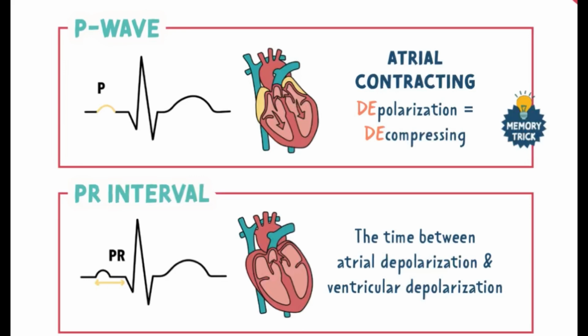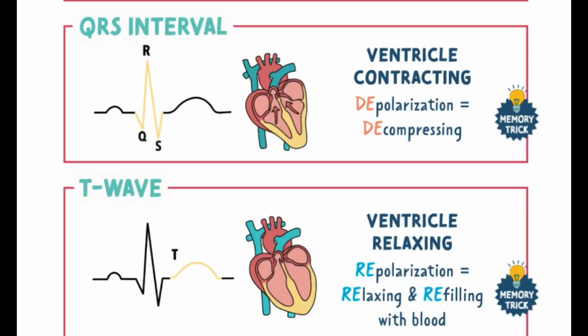Next is the QRS complex. It shows ventricular depolarization, meaning the ventricles contract and blood is pumped to the lungs from the right ventricle and to the body from the left ventricle. One important thing: atrial depolarization is when the atria contract, then atrial repolarization means the atria are relaxing. Atrial repolarization happens here, but it is hidden by the QRS.